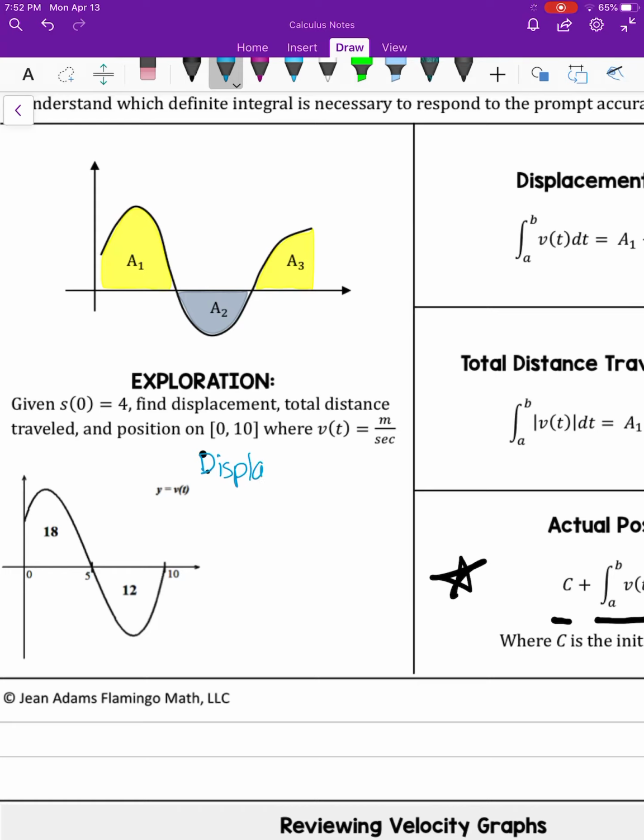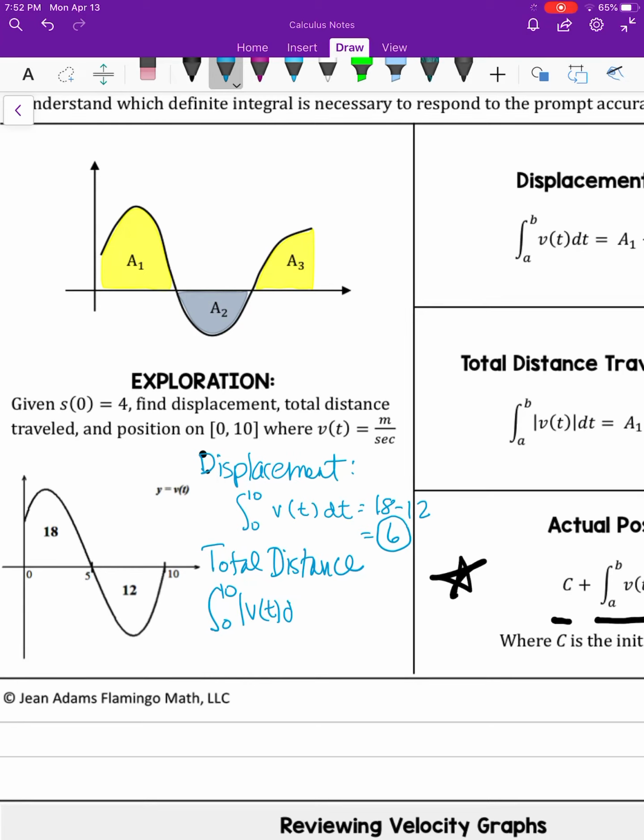So if we were going to look at displacement, that's going to be our integral from 0 to 10, V of t dt. And when you look at that, you say, okay, well, that's just the integral 18 minus 12. So that one's going to be 6. So the displacement is 6.